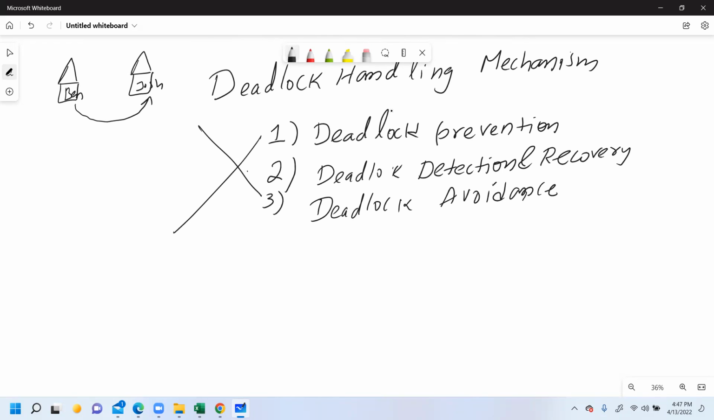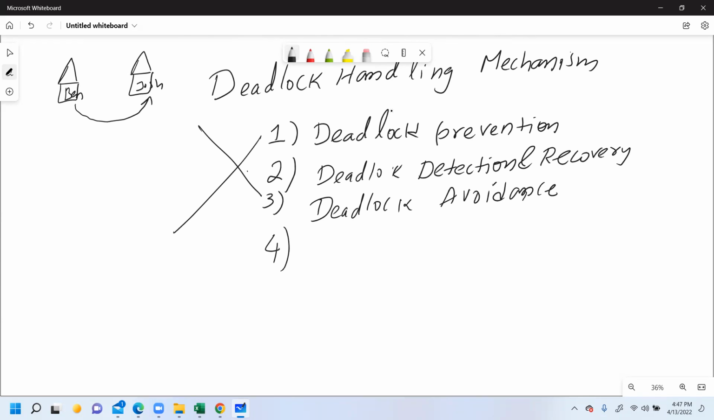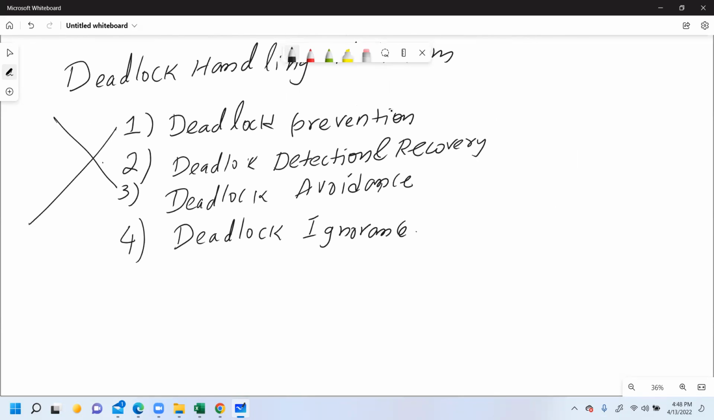The only thing is the fourth strategy, which I didn't want to tell in advance, otherwise you would ask why I'm teaching this. It is deadlock ignorance. All the general purpose operating systems are using deadlock ignorance. Why? Because all these algorithms require code in the operating system, a sequence of code, whether you go for deadlock prevention, or detection and recovery, or deadlock avoidance, which I think I told you is practically not implementable.